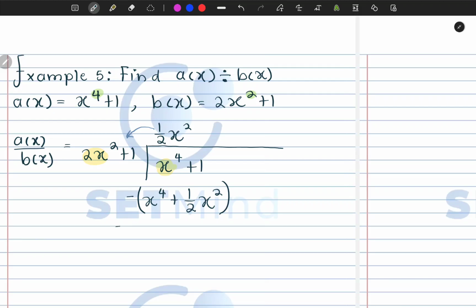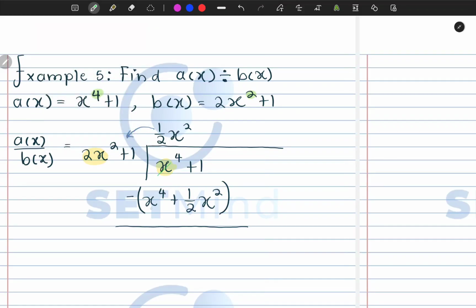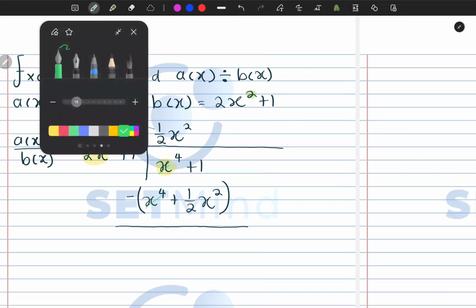So let's quickly do the subtraction of these. And when you subtract, you will come to a realization that that term and this term will end up cancelling.